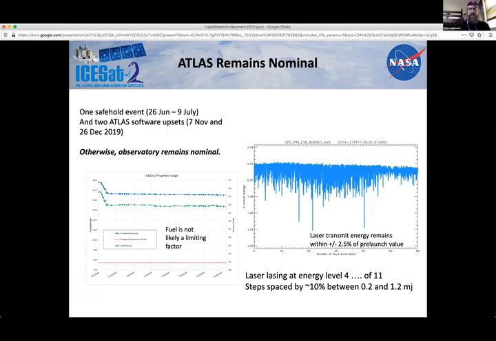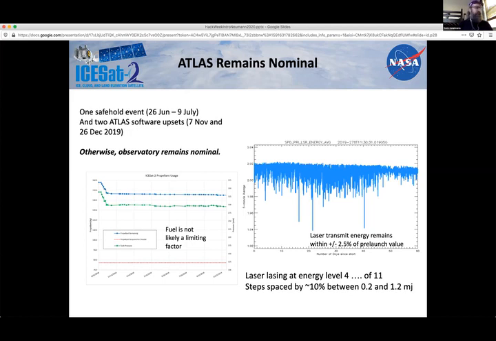The laser energy graph is over on the right, and that's a really zoomed in figure. So although you see it's got a slope to it, the laser transmit energy is within 2.5% of the pre-launch value. Reminding you that we have 2 lasers on board. We've been using a single laser for the first year and a half of the mission, and we're currently running that laser at energy level 4.